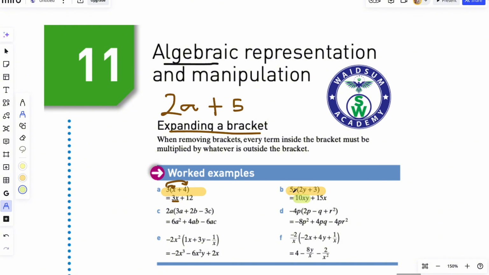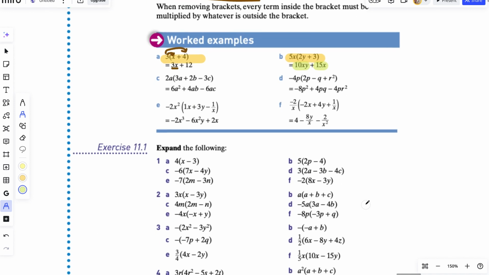Then 5x outside multiplied by 3: 5 times 3 is 15, then times x, you get 15x. That's how we got this second one. The job is done. So that's how to expand a bracket. In expansion, we're only going to look at two more examples, and then we're done with this.